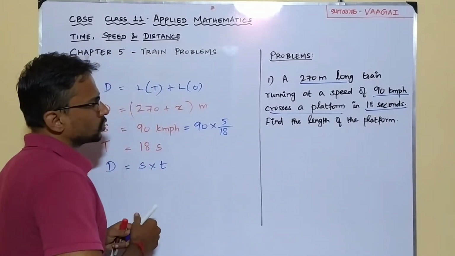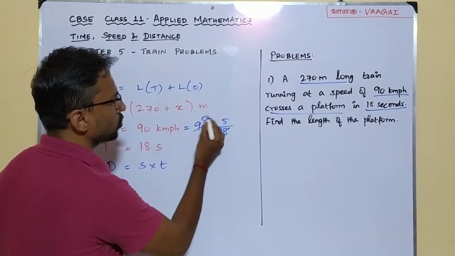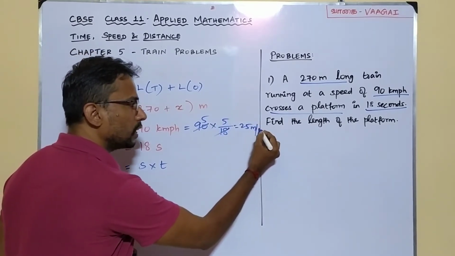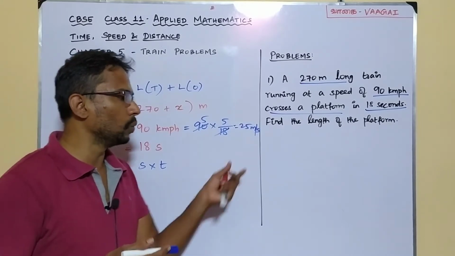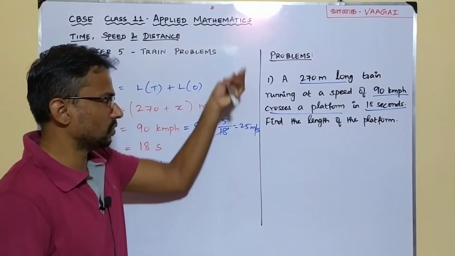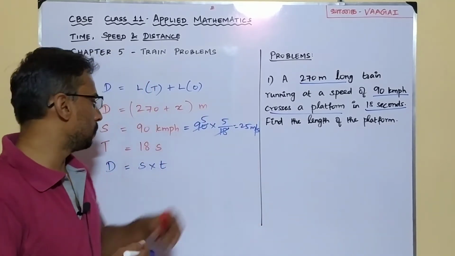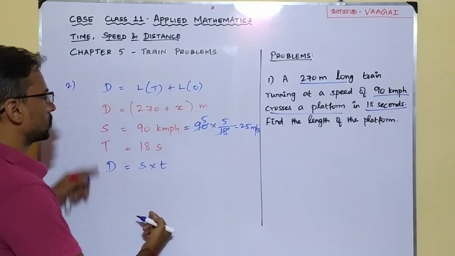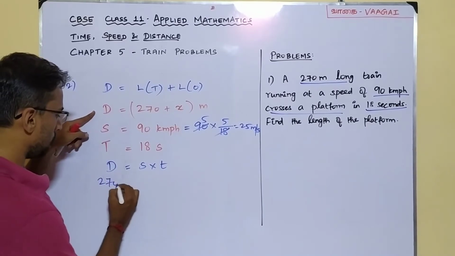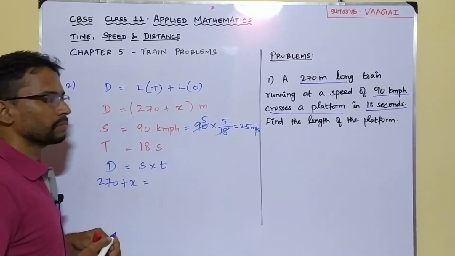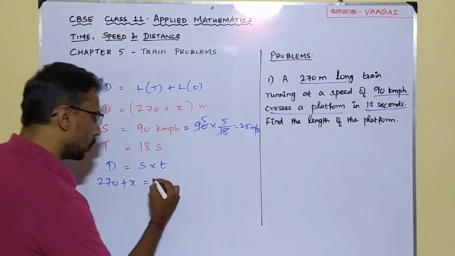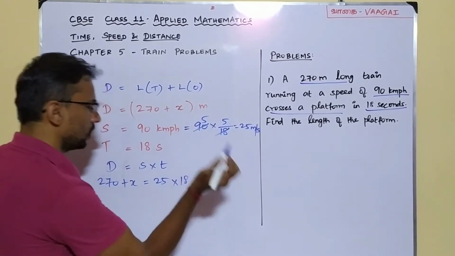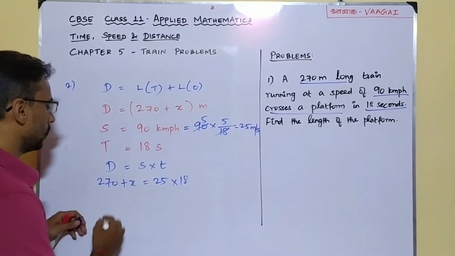So let's try to do that. We'll get 5 times, so 5 5s are 25. And this 25 is now in terms of meter per second. I hope you are able to understand this. There's no sufficient space, that's why. So 25 meter per second. Now come back here. Now I can very well equate all these terms. So distance is 270 plus x. This is equal to speed, now I can take 25, into time, now I can take 18. So 18. Yeah, finished.